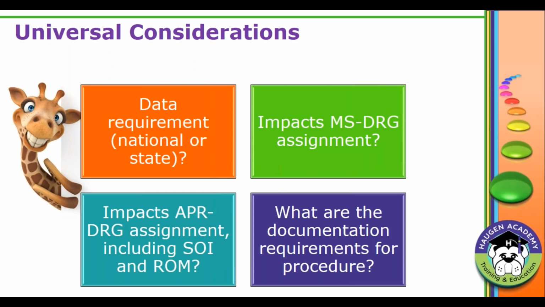Does it impact MS-DRG or APR DRG assignment, including severity of illness and risk of mortality? If you answer yes to any of these, then you should be coding it. And then finally, you really need to look at what the documentation requirements are. Is it something that you can get the documentation for? And if not, then how do you get around that?